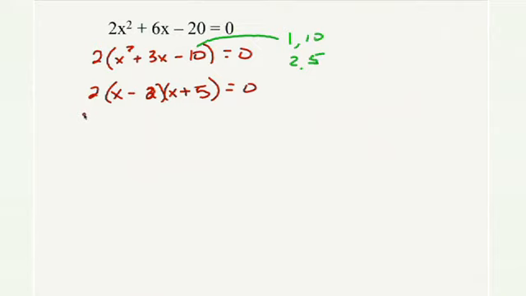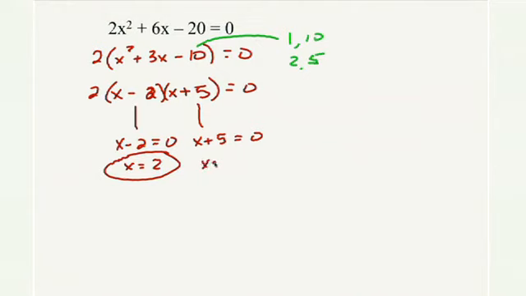So now the question comes up, what do you do with the 2? Well, the 2 doesn't have an x with it, so technically it's not an equation that can be solved. So we're just going to set x minus 2 equal to 0 and x plus 5 equal to 0, giving us the final answers of 2 and negative 5.